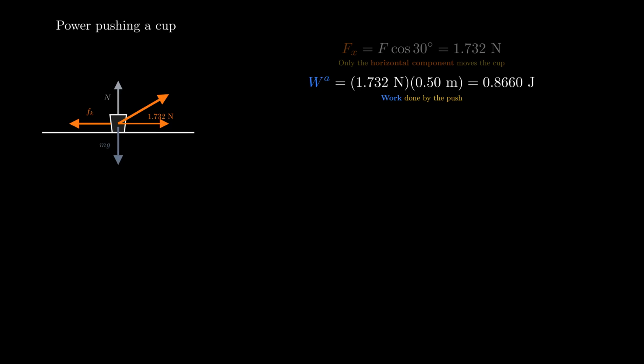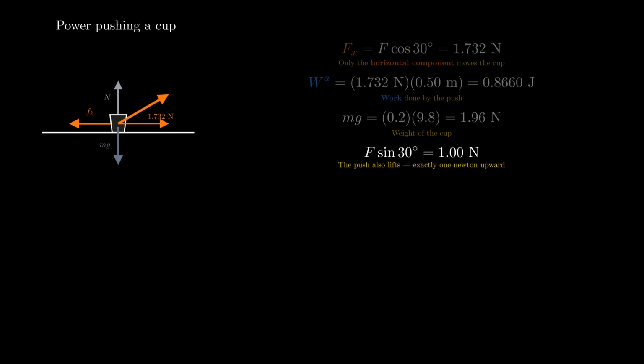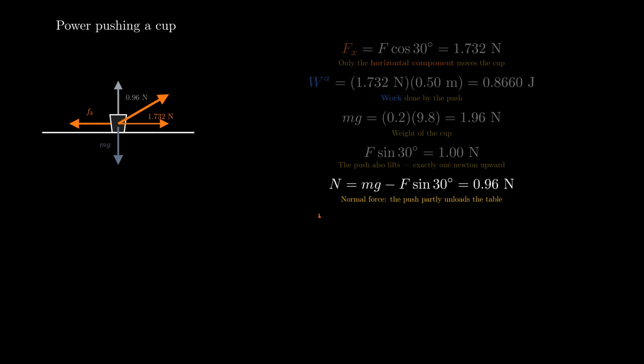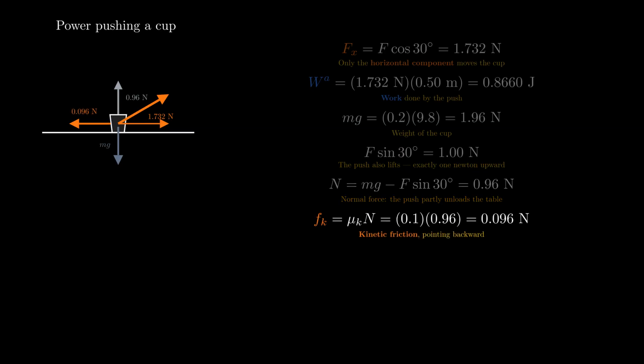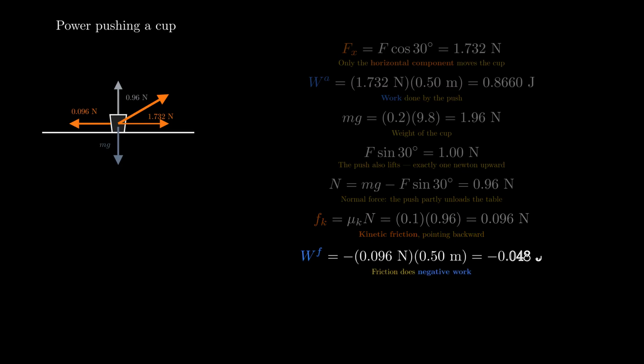Next, friction. The normal force balances the cup's weight minus the upward part of the push. The weight is 0.2 times 9.8, 1.96 newtons. The upward component of the push is 2 newtons times the sine of 30 degrees, exactly 1 newton. That leaves a normal force of 0.96 newtons. Kinetic friction is the coefficient times the normal force, 0.096 newtons, pointing backward. Over 1/2 meter, friction does negative 0.048 joules of work.